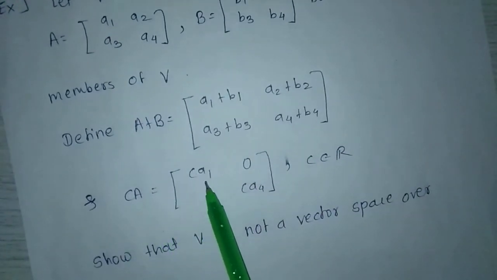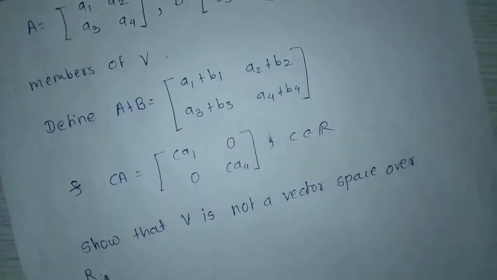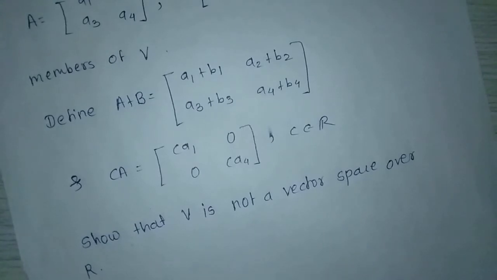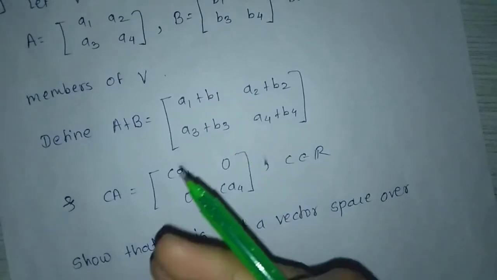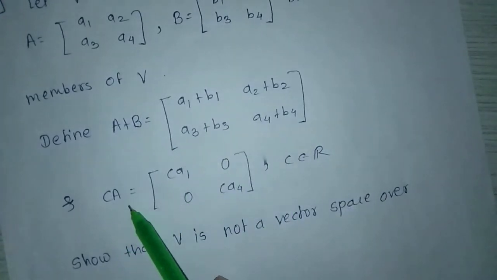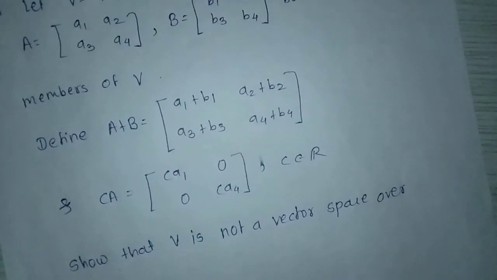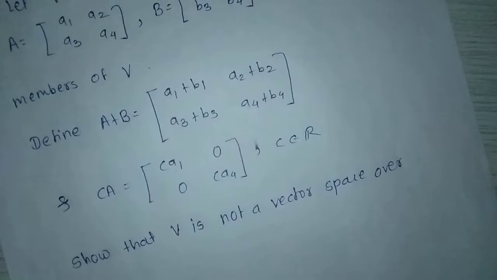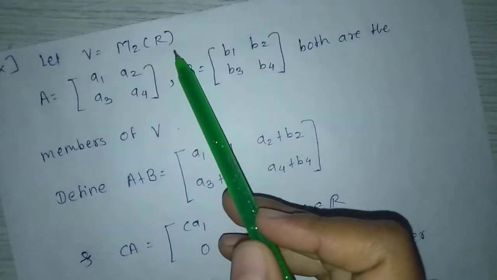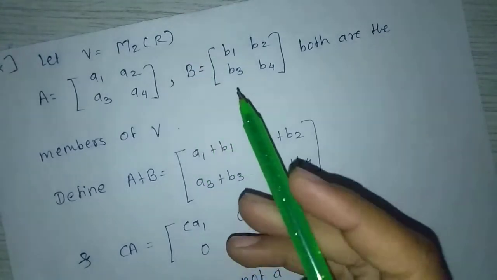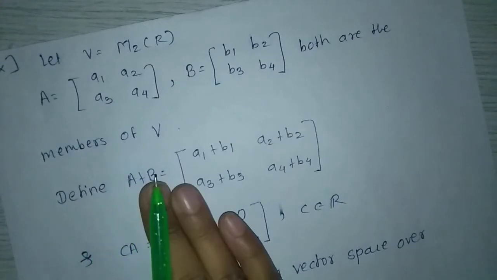And C into A equals C into A1, 0, 0, C into A4, where C belongs to R. Show that V is not a vector space over R. Here addition is the usual addition on matrices, and C into A is defined as C into A1, 0, 0, C into A4. In a previous video we have already seen that the matrix is a vector space under usual addition and usual multiplication. Here the definition of addition is the usual addition.